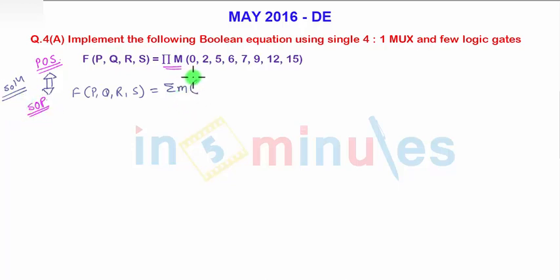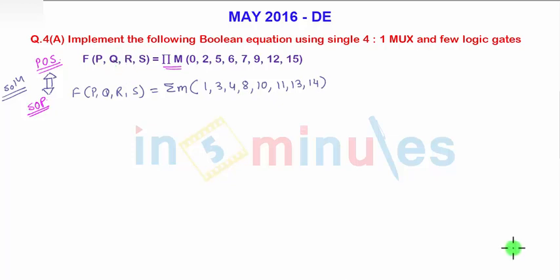Okay, so 0 is present in the POS form, so it will be absent here; 1, 2 is present, 3, 4, 5, 6, 7 is present here, 8 is absent, 9 is present, 10 absent, 11, 12 is present, 13, 14. So this is my SOP form equation for the given POS form equation.